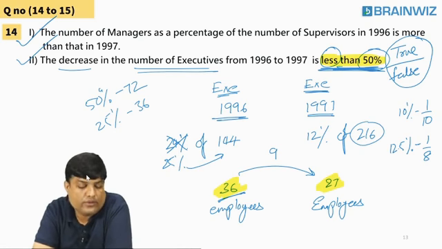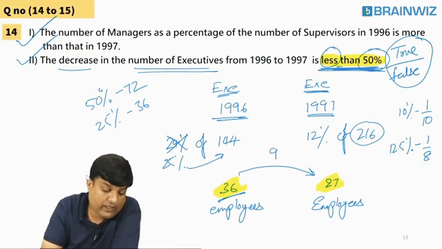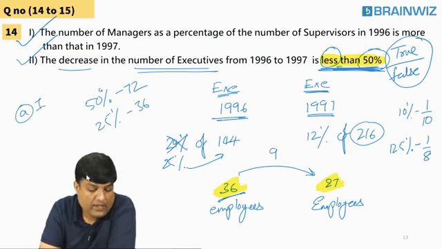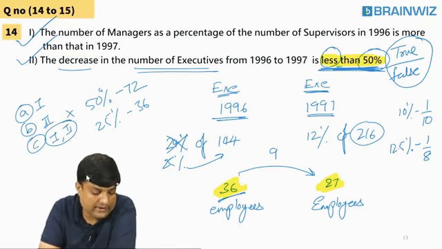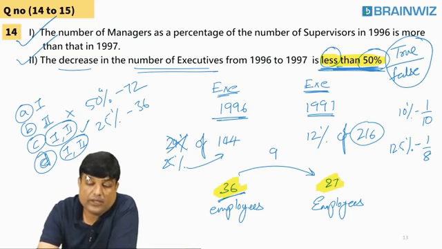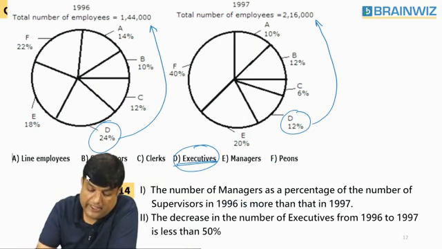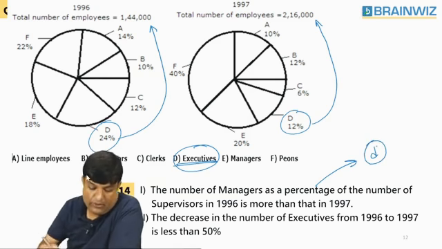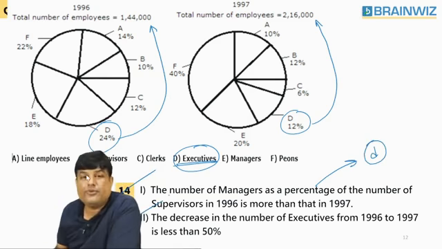Second one is also true. So what was the question, guys? If statement 1 alone is true, answer is A. If statement 2 alone is true, answer is B. If statement 1, statement 2, both are not true, answer is C. If statement 1, statement 2, both are true, answer is what? D. So in this case, the answer is D. Statement 1 also holds true. Statement 2 also holds true.